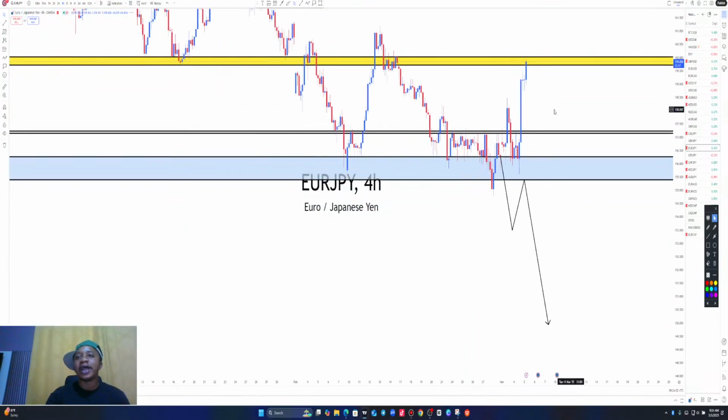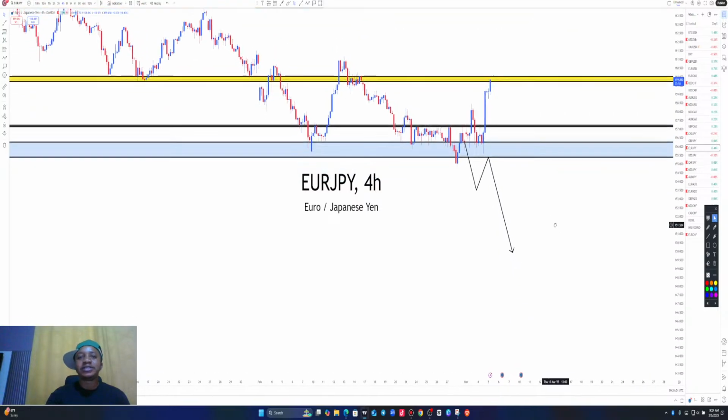All right, so UJPY. We had a setup over here where we said that if price breaks below the monthly support level, we look for selling opportunities all the way down. But price has failed to break below, so this setup has become invalid. But is it still in a downtrend? Can we still sell on UJPY? Let's find out as we go through the time frames together.